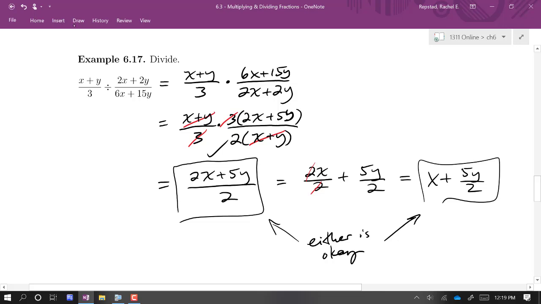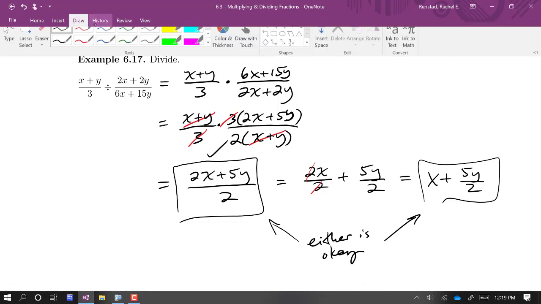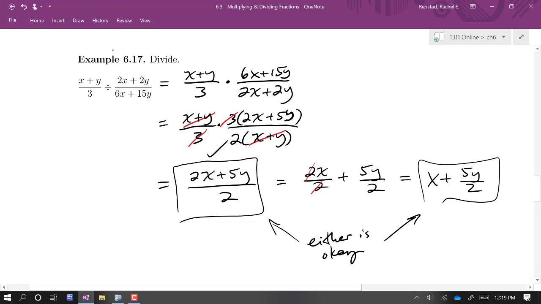Notice what we can't do is, I'm going to make some marks here that I'm going to erase because it's incorrect, but we are not allowed to do that. That does not work. We can't because of that addition. We cannot cancel over addition.